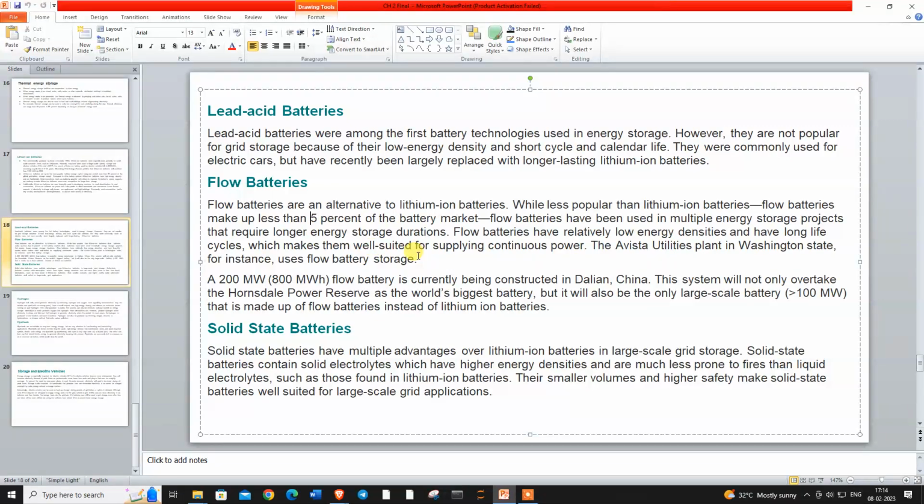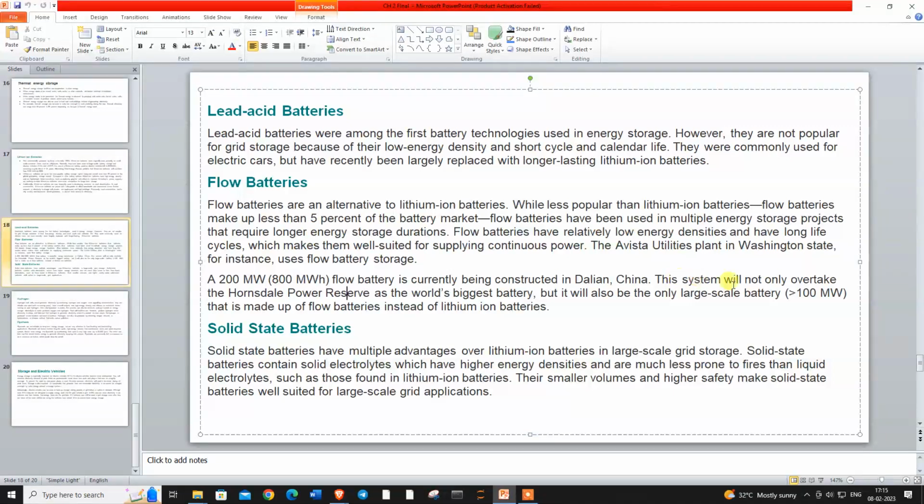There is a power plant, if you can see here, in Washington state in the US, called Avista Utilities. Okay, they use flow battery storage because of the longer life and good capability, but it has low energy density. Now also, if you can see, a 200 megawatt flow battery energy storage is currently being constructed in Dalian, China.